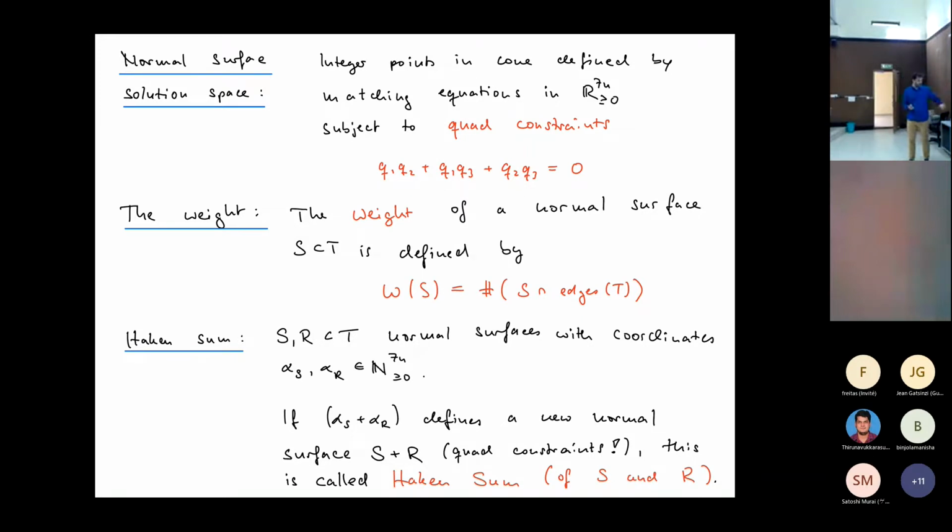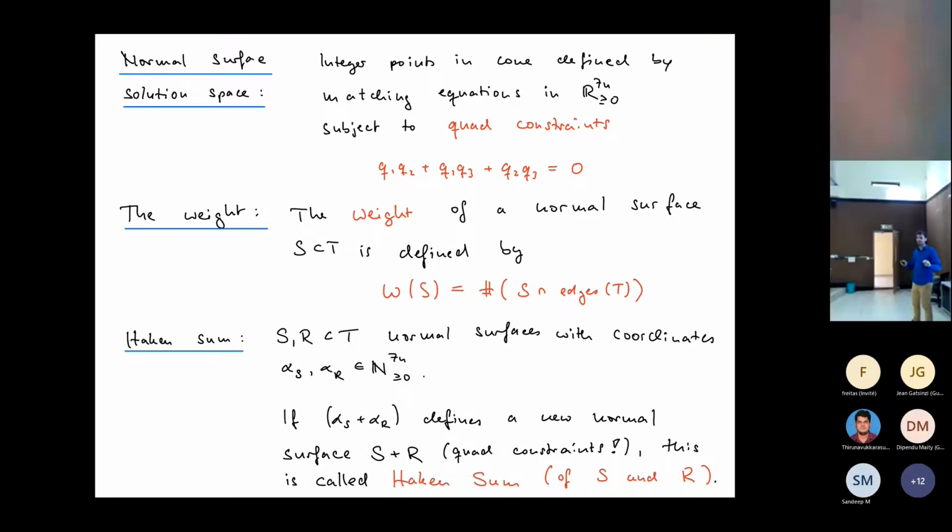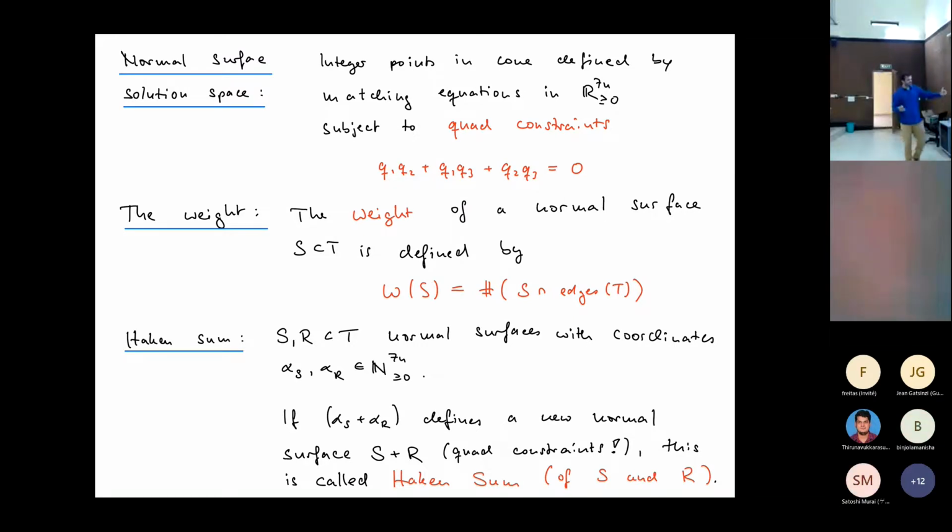That's an important notion. And then there's the notion of the Haken sum, which is, if you take the normal coordinates, the coordinates of 2 normal surfaces, and you add them up in R^{7n}, and the sum satisfies these quad constraints. I mean, the matching equations are automatically met because we just add them up and they're linear. If this is again a valid vector for a normal surface, then the sum is called the Haken sum.